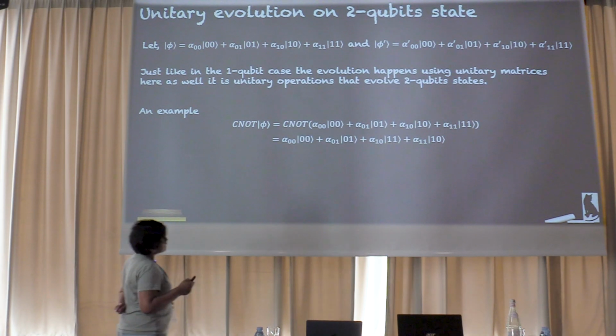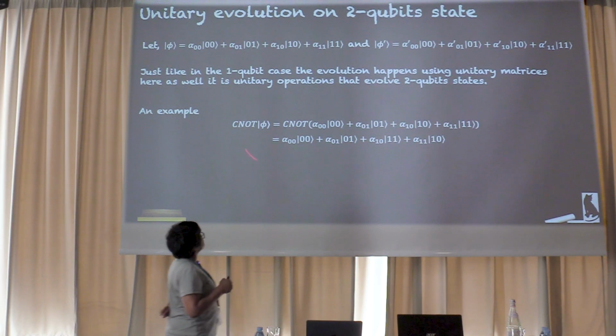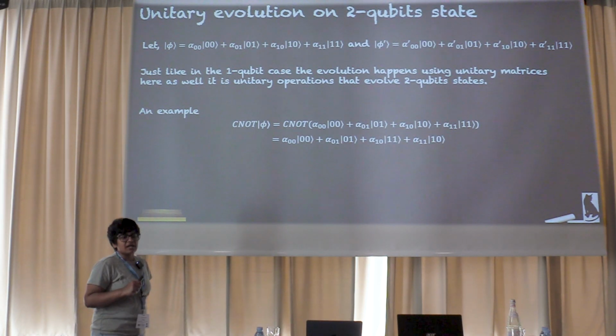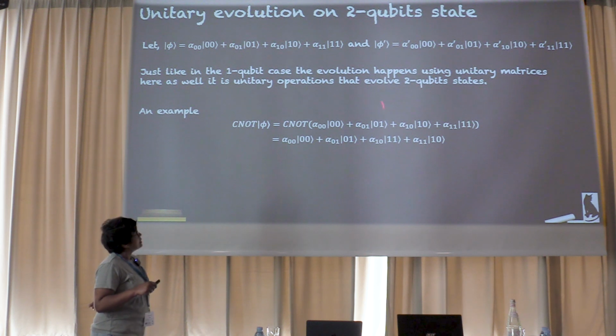And one such example that we'll use and will be relevant for us is the CNOT gate. So the CNOT gate acts on a 2 qubit system, and the way it acts is it checks the first bit. If it is 0, it does nothing to the second bit. If the first bit is 1, then it flips the second bit.